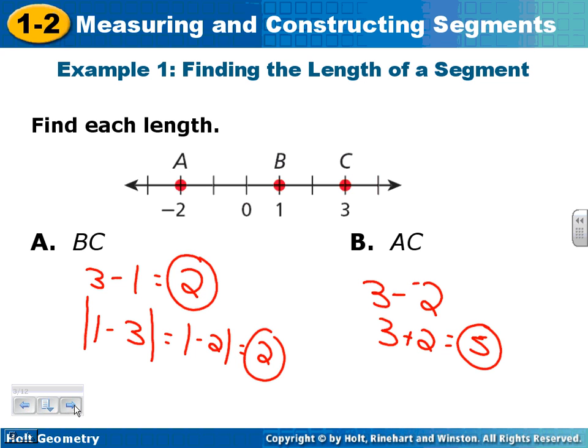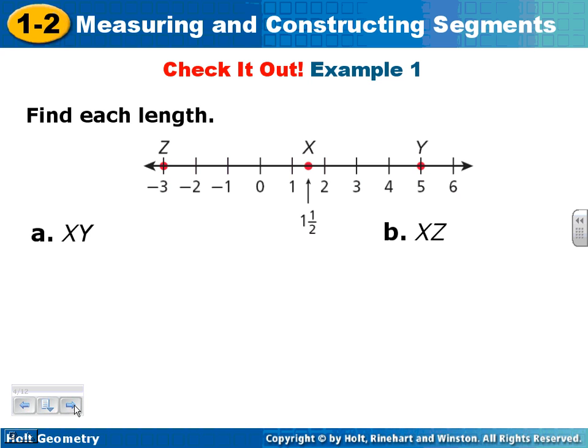Let's try another one. Same thing, find each length, X to Y. I go from right to left, so Y is 5 and X is 1.5. So what's 5 minus 1.5? That would be 3.5. So that length from X to Y is 3.5.